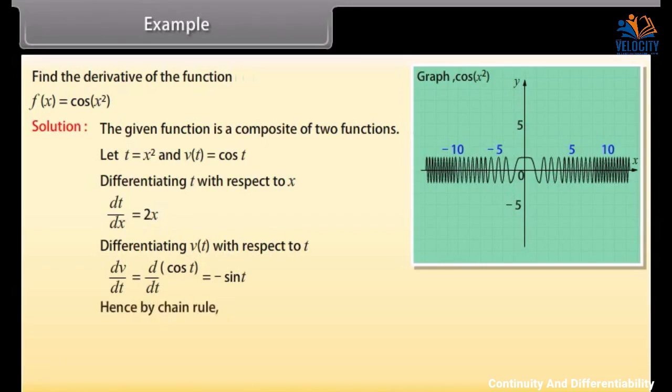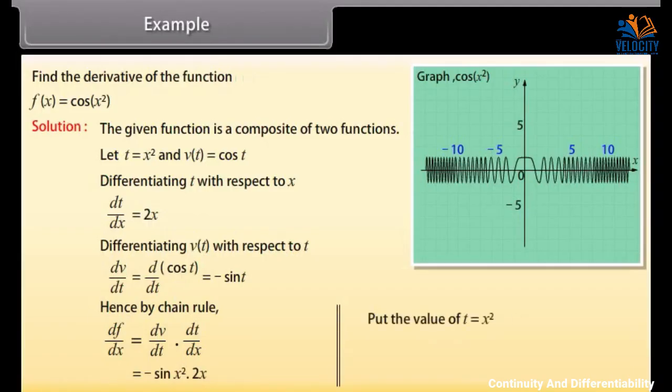Hence, by chain rule, d/dx of f is equal to d/dt of v into d/dx of t is equal to minus sin x square into 2x. Put the value of t is equal to x square, which gives minus sin x square into 2x is equal to minus 2x into sin x square.